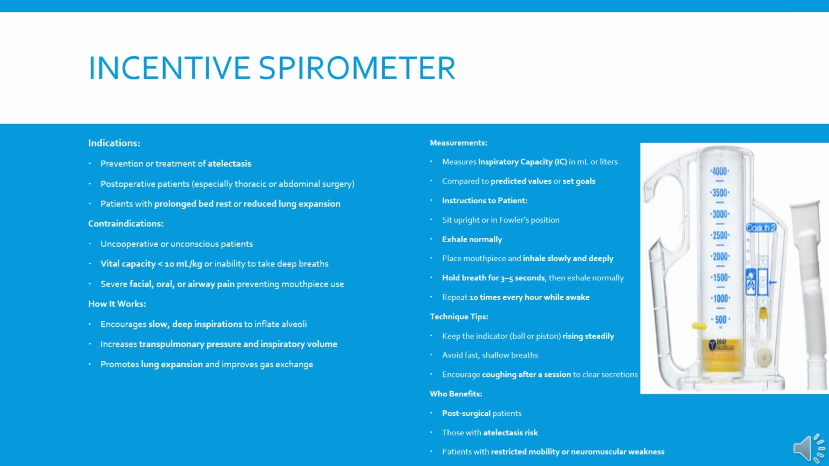Incentive spirometer. Indications, prevention or treatment of atelectasis. Contraindications, vital capacity less than 10 milliliters per kilogram or inability to take deep breaths. How it works, encourage slow, deep inspirations to inflate alveoli, increase transpulmonary pressure and inspiratory volume, promotes lung expansion and improves gas exchange. Measurements inspiratory capacity in milliliters or liters compared to predicted values or set goals.